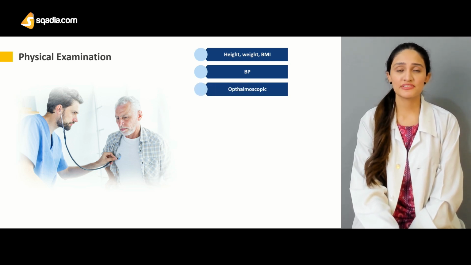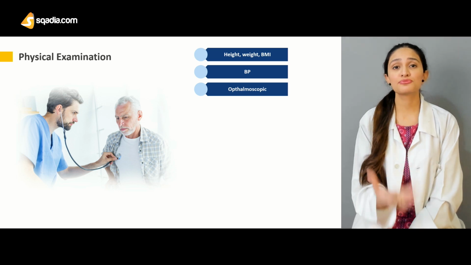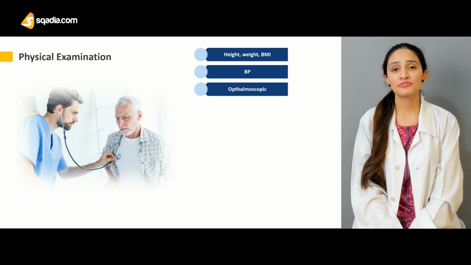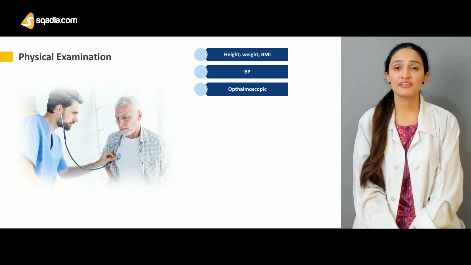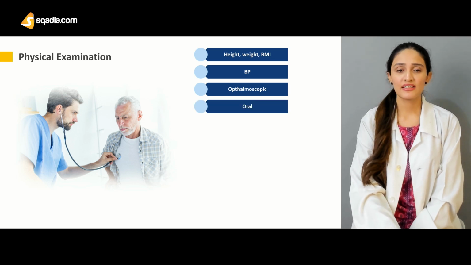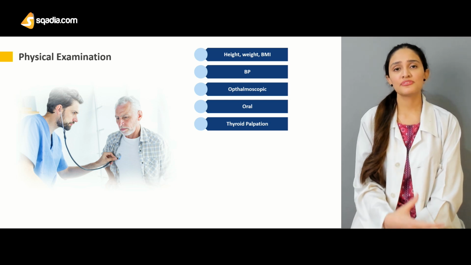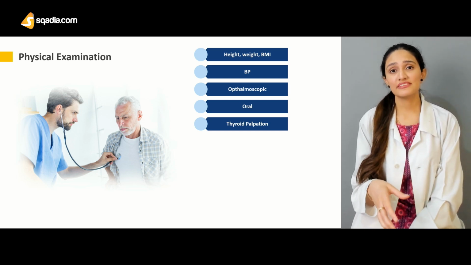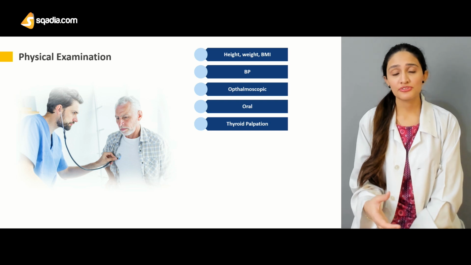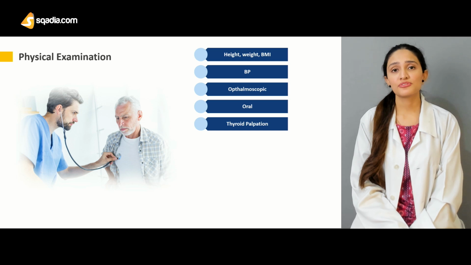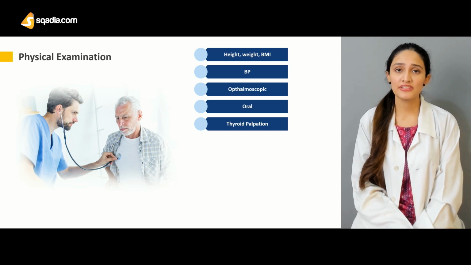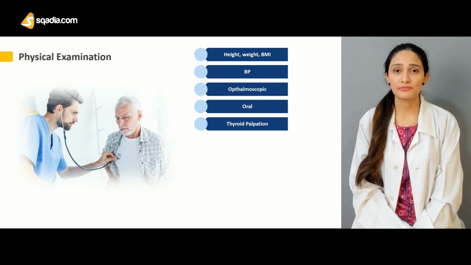Ophthalmoscopic examination is very necessary because the patient might present with blurred vision, and as you all know, a complication of diabetes mellitus is that it eventually affects the eyes. An oral examination. Thyroid palpation, as you know, type 1 diabetes mellitus is an autoimmune disorder, and the patient might present with different sorts of autoimmune disorders, which could include thyroid disease. So it's very necessary to palpate the thyroid.